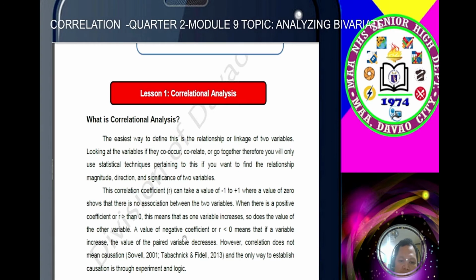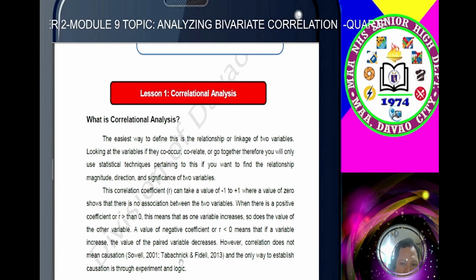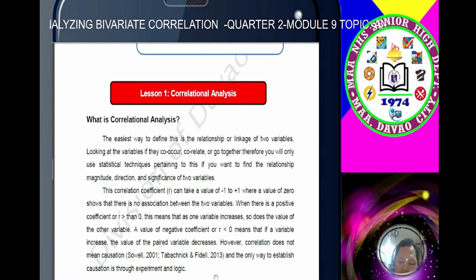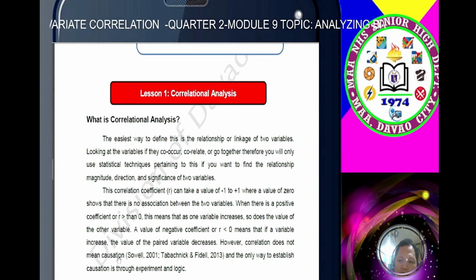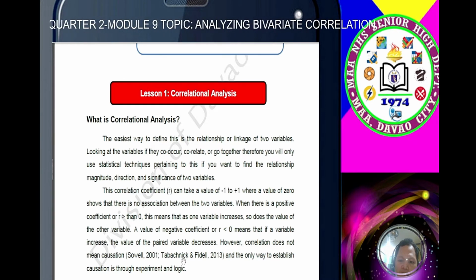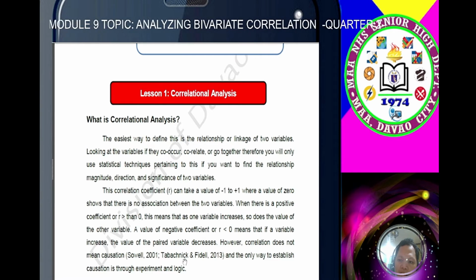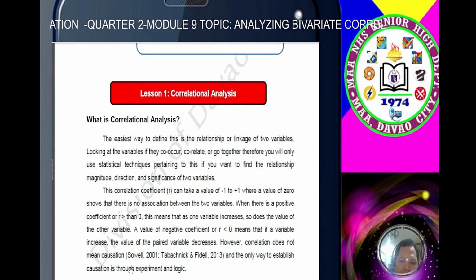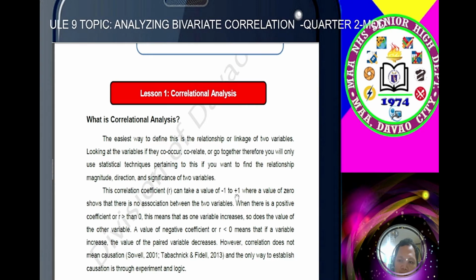However, correlation does not mean causation, as noted by Sowell and Tabachnick and Fidell 2003. The only way to establish causation is through experiment and logic. So remember that correlation does not mean causation. Just like in our situation earlier, a comfortable room will not necessarily be the cause of your higher grades. There are other factors to consider. That might be a relationship, but it would not point to the cause. Another thing to remember is that our R value should be -1 to +1.